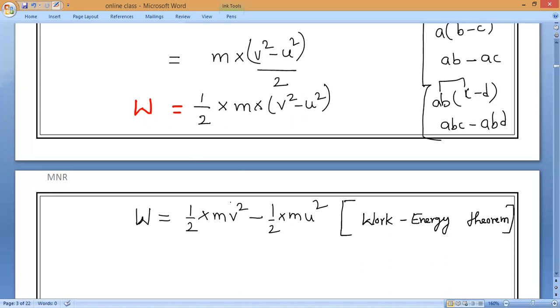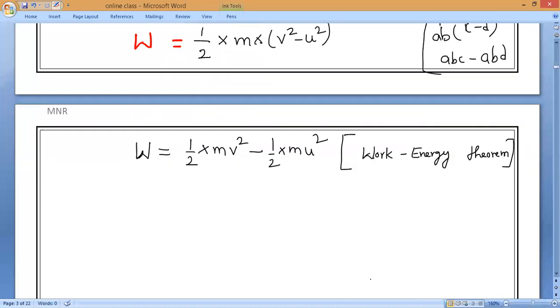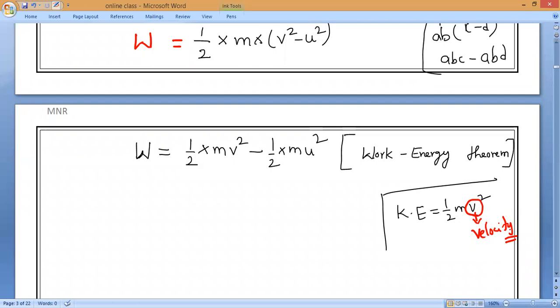Now, have you noticed it? What is the kinetic energy formula? Half m v squared. Kinetic energy equals half m v squared. Here, does v mean final velocity, initial velocity, or just a velocity? It's just a velocity. It is not a final velocity, it is not an initial velocity. It's just velocity. But here, this is final velocity, this is initial velocity.